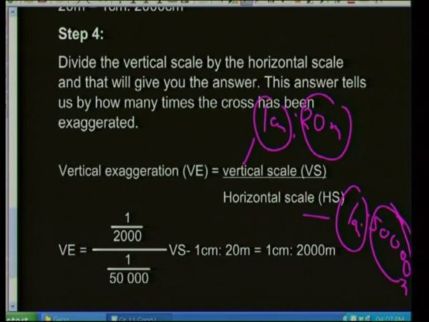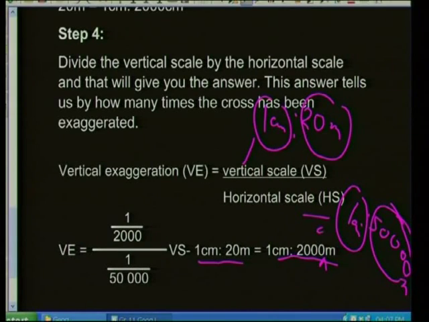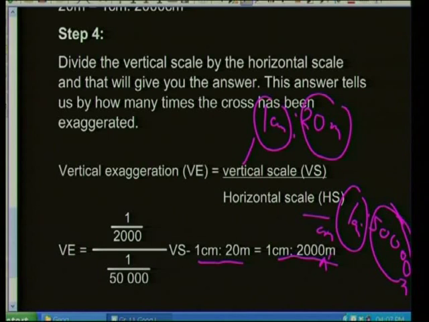1 centimeter is to 20 meters is equal to 1 centimeter is to 2,000 centimeters, I do apologize for that, that is centimeters. Knowing that there are 100 centimeters in 1 meter, 20 meters will be equal to 2,000 centimeters.